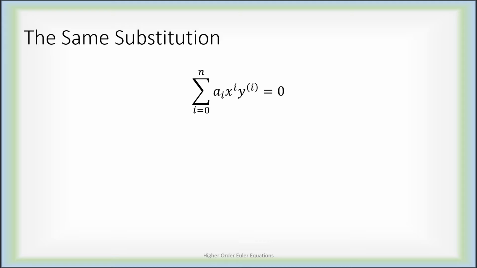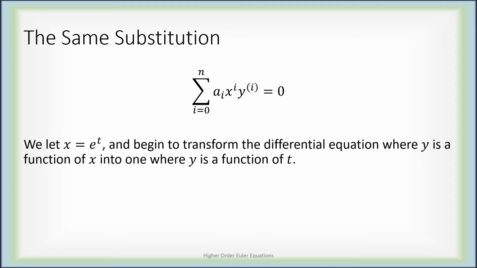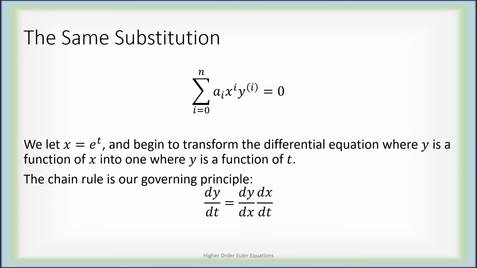So here is our general Euler equation, and we're going to perform the same substitution that we did in order to solve a second-order Euler equation. We're going to let x equal e to the t, and then we're going to transform this into a differential equation where t is the variable. The chain rule is going to be our governing principle. So dy dt is the product dy dx dx dt.